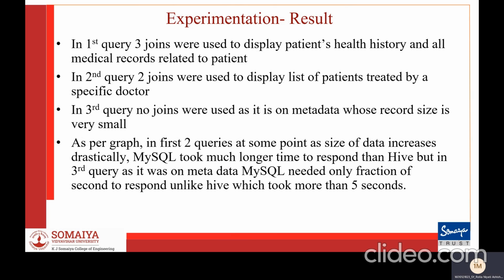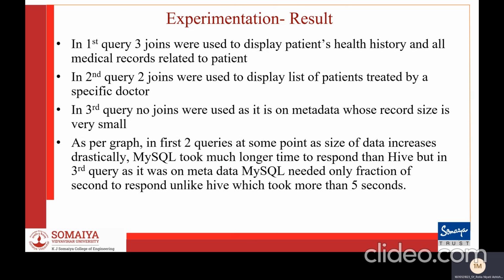In the second query, only two joins were used to display a list of patients treated by a specific doctor. This was a much simpler query compared to the first, but here also a big data situation would arise. When the data size is nearly 2,59,200, Hive starts performing better than MySQL.